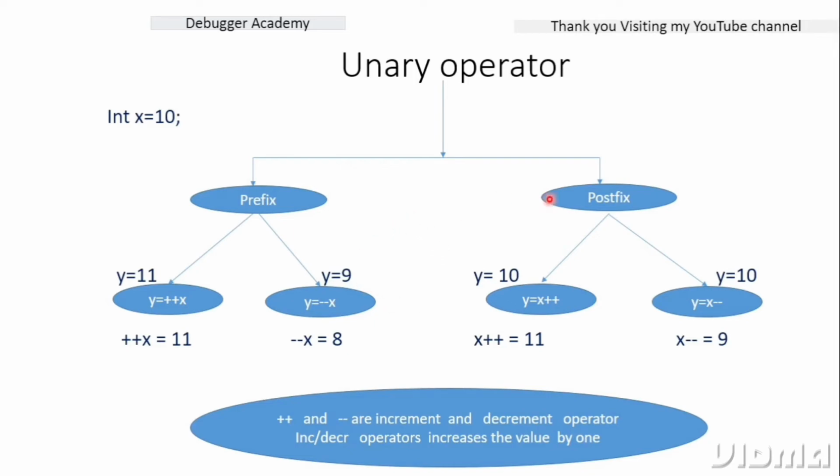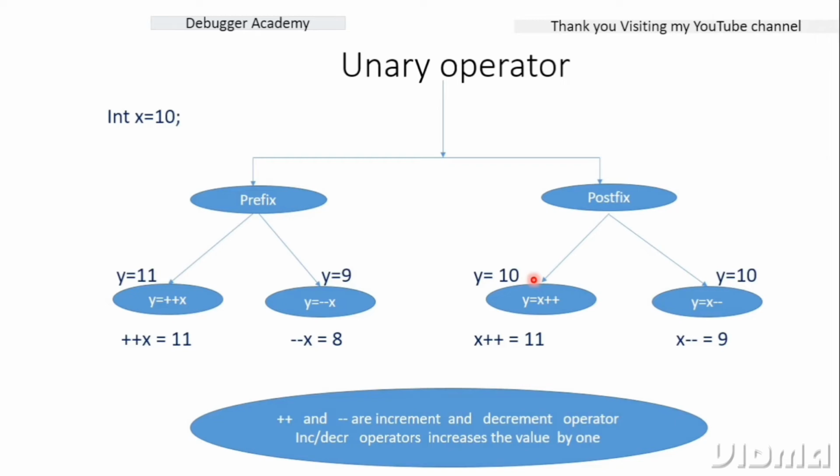Now, postfix expression. Postfix expression means what? We have to use the increment or decrement operator just after the variable. It means x plus plus, x minus minus. Is it right? So if we have a value x equals 10 previously, and now I am using the expression y equals x plus plus. It means what? First we have to print the value, then we have to increase the value. Now y equals x plus plus means the value remains the same as that of x. Now the value becomes y equals 10.